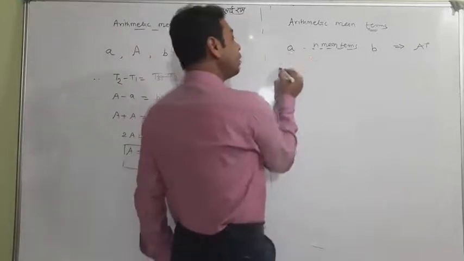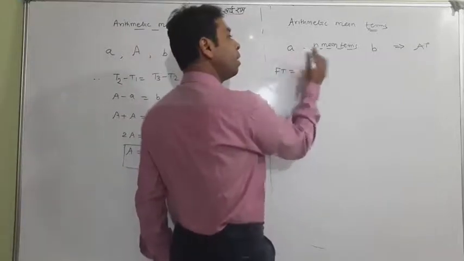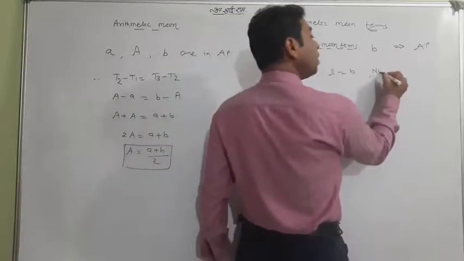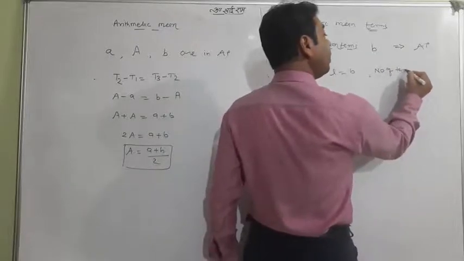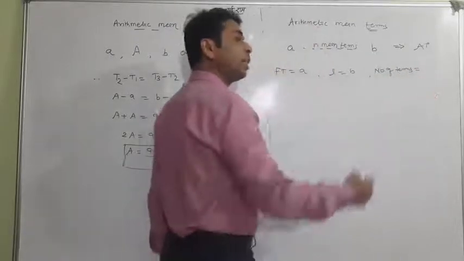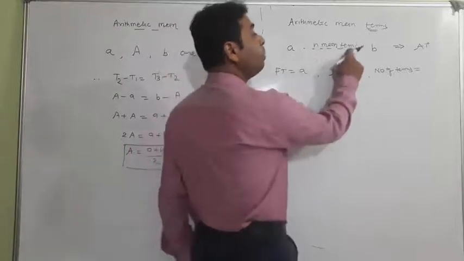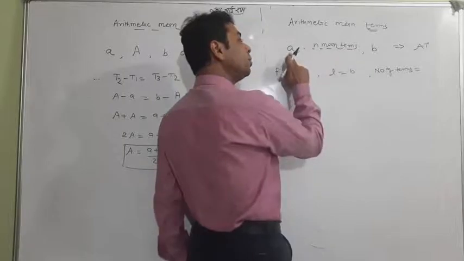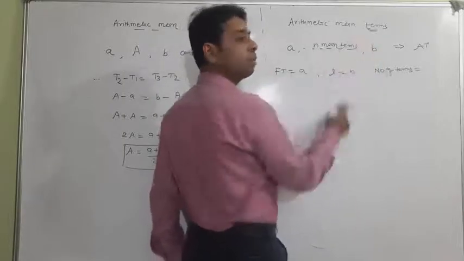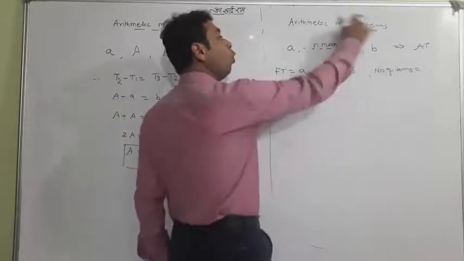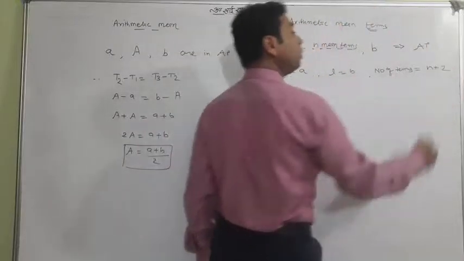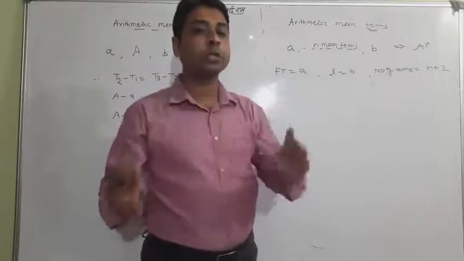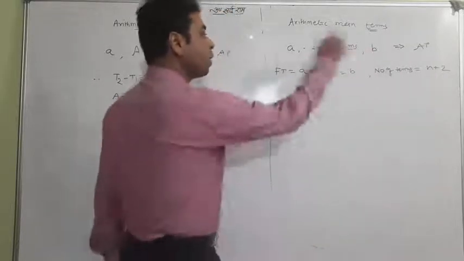Look, this is the first term, A. This is the last term, B. And the number of terms, sometimes students quickly say it is n. Sorry, n is only the number of mean terms between A and B. So if you count all the terms, this is the first term, this is the second term, these are two terms, and between them we have n terms. So the whole number of terms is n plus 2. Between them we have n mean terms, and with the first and last, overall n plus 2 terms are there.